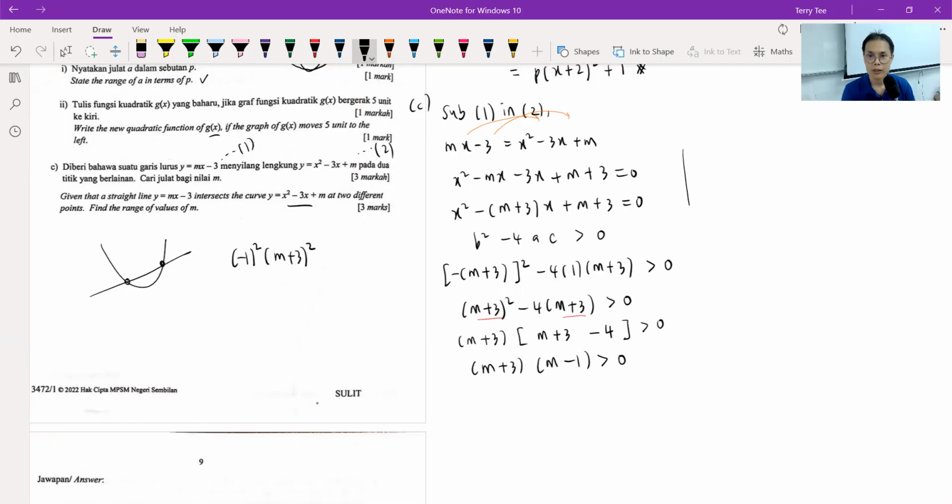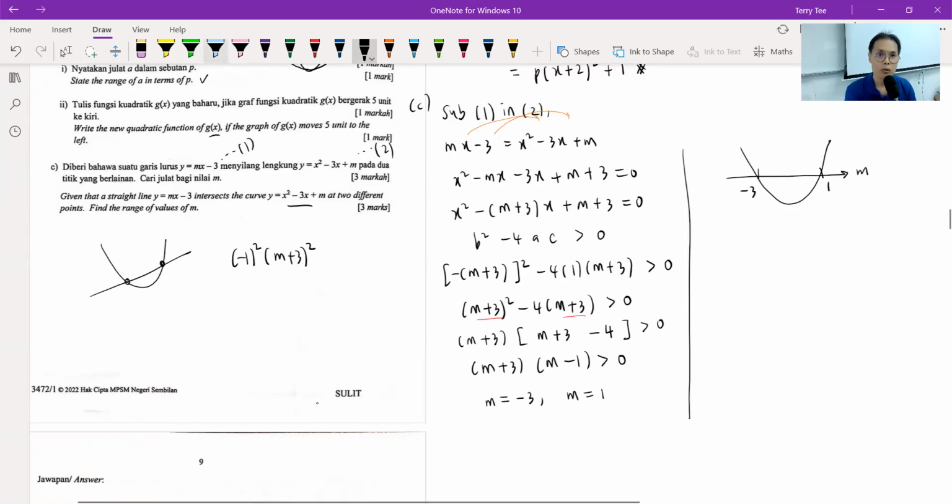So since we have a quadratic inequality here, we can first find out the roots. Remember, to solve quadratic inequality, we have to sketch a graph. Now, to find out the roots, we just let this be 0. Okay, mentally let it be 0. Find out your m. m plus 3 equals 0, m minus 1 equals 0. m is negative 3 and 1. These two represent the intersection with the m-axis, not x-axis, it's m-axis.